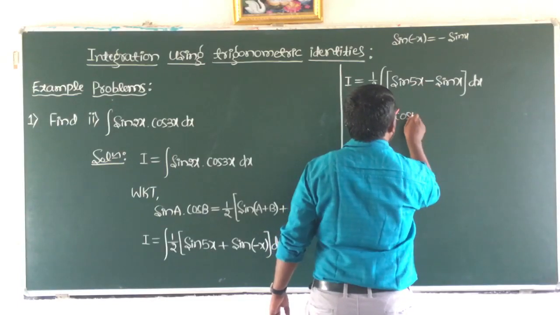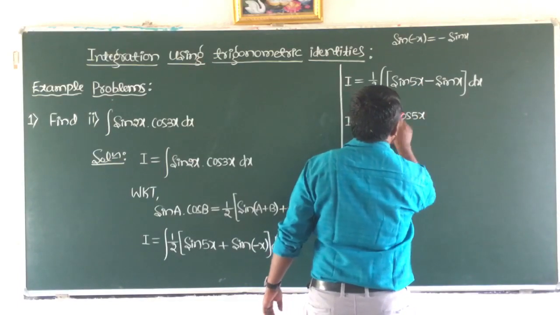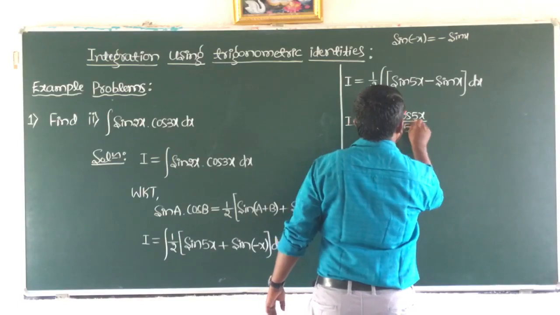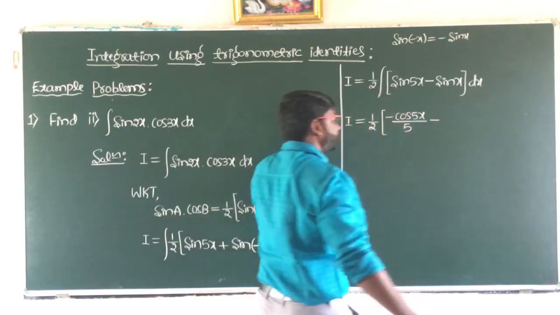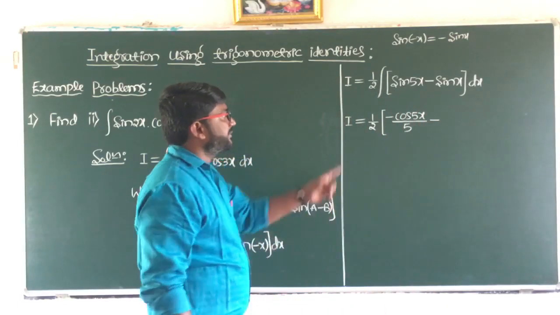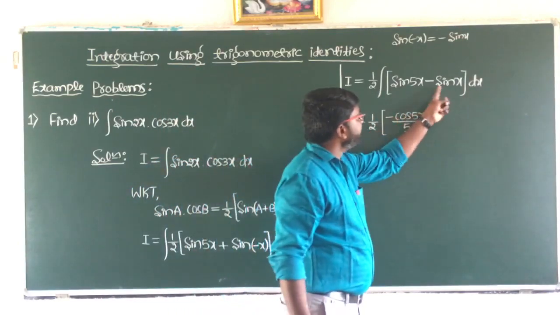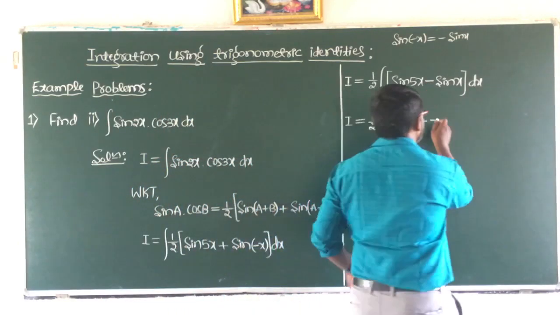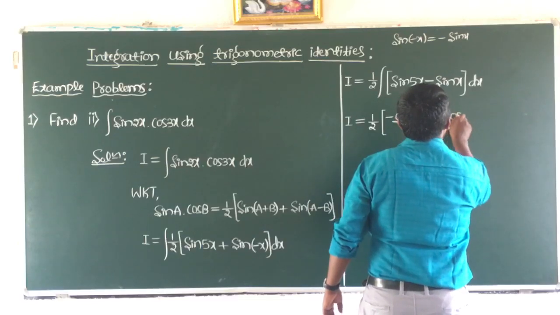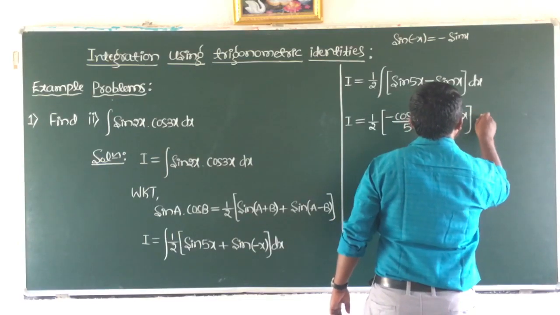A, it is 5. So minus cos 5x divided by 5. Then minus, write it as it is. Then integration of sin x will be minus cos x. Minus into minus, it becomes plus. It is cos x plus c.